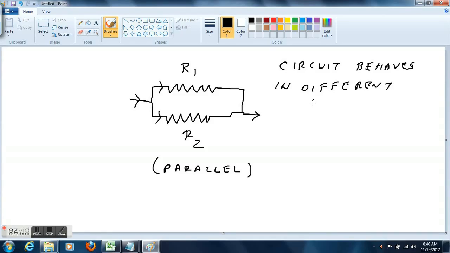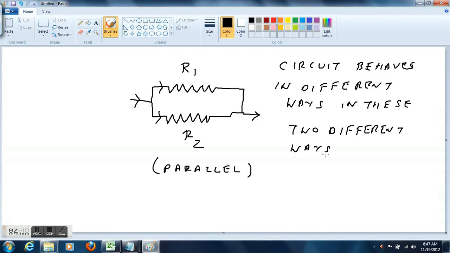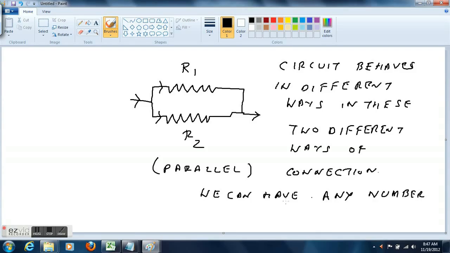Now it is not that only two resistances can be connected in series or in parallel. You can connect any number of resistances in series or in parallel, or in combination if you like. But remember, even when you use a combination, they can be simplified either as a series or in parallel. So electrical circuits behave in different ways when resistances are connected in series or in parallel, and we can have any number of resistances in series or in parallel. Now let us try to draw when more than two resistances are connected in series and when more than two resistances are connected in parallel.